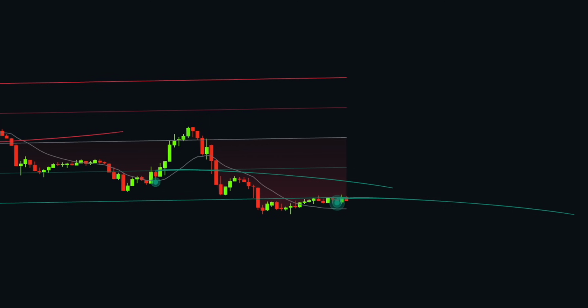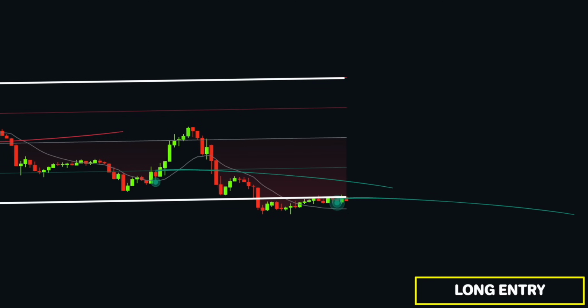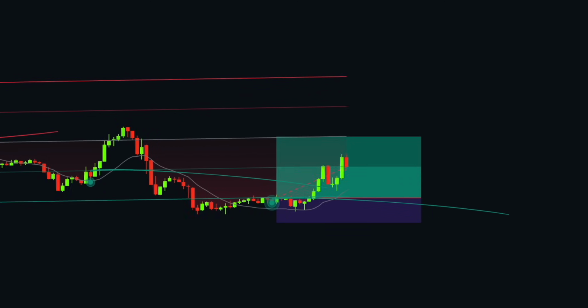In practice, before opening a long trade, it is essential to check for the following confluences. First, the trend channel is ascending. Second, the price is closed above the moving average. Third, the indicator produces a strong buy signal. Trend channel lines can serve as profit targets.